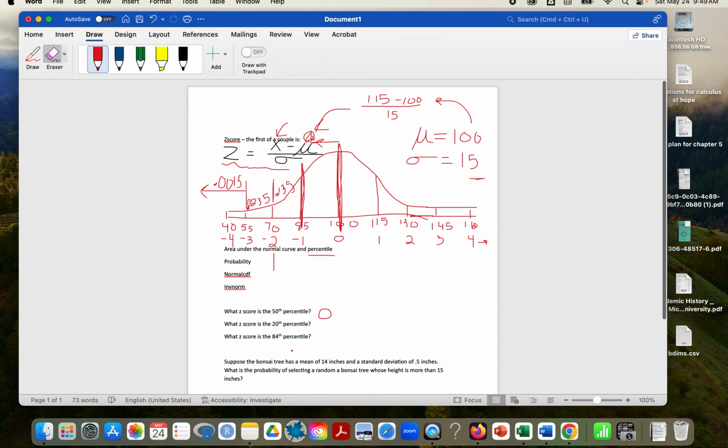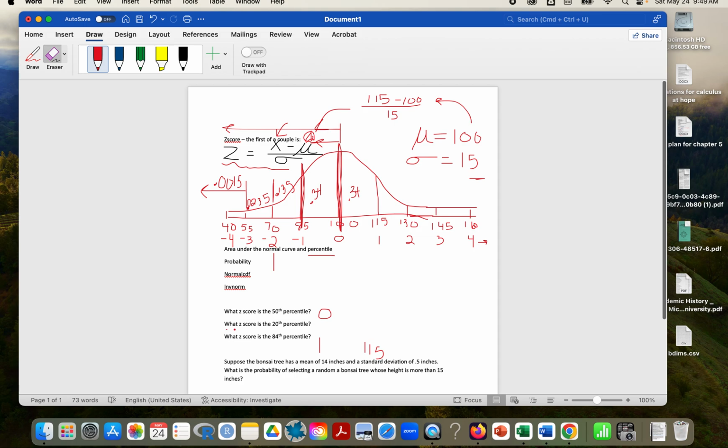Well, the 84th percentile we can do reasonably quickly because if we recall, we had 34% here and we had another 34% here. And if we add up everything to the left, that's 50% or 0.50, and 0.50 plus 0.34 gives me 84. So the z-score is 1 on that one. The raw data point on that one would be 115.